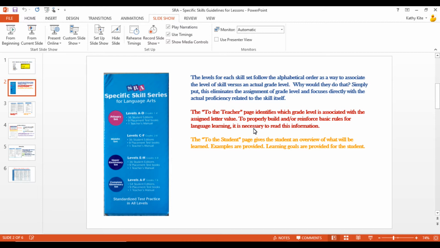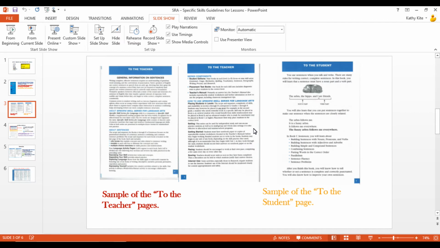But the To the Teacher page is obviously going to show you how the lessons are meant to be taught or reviewed, because there are activity pages. Now when we get into the To the Teacher and To the Student pages, I've gone ahead and scanned in sample pages. This is from Sentences Book C. So we have our To the Teacher page.